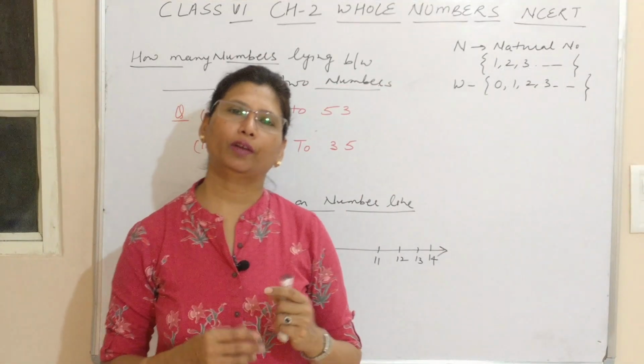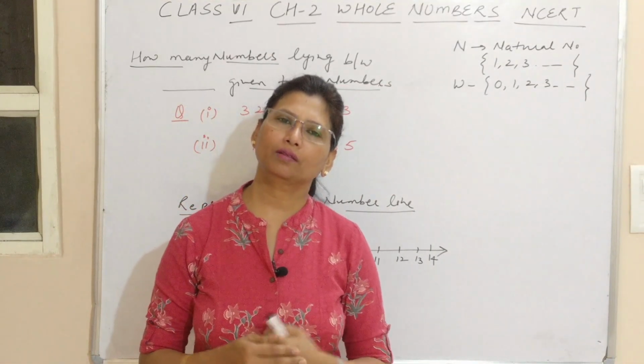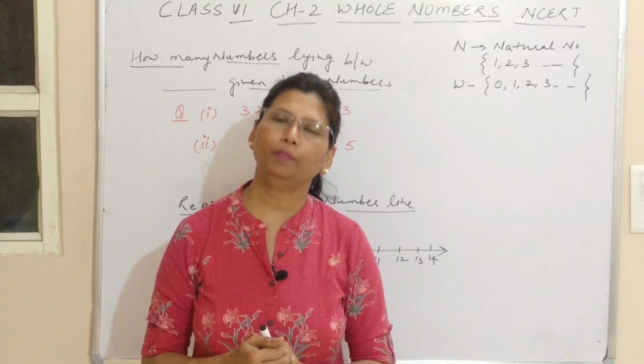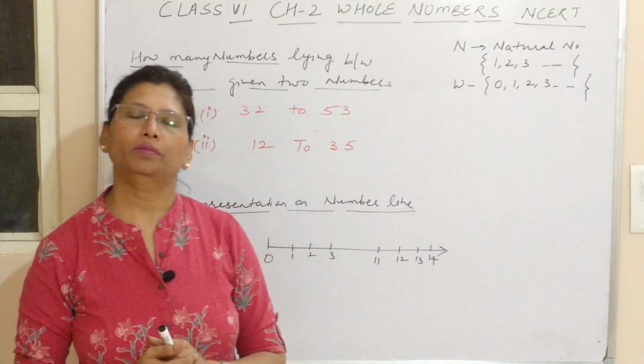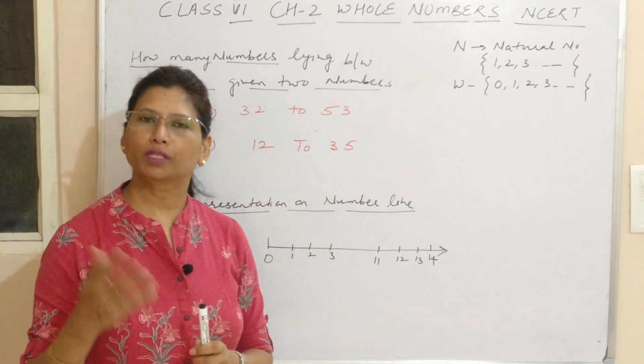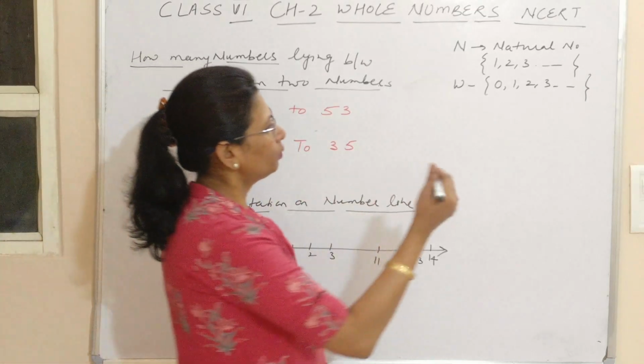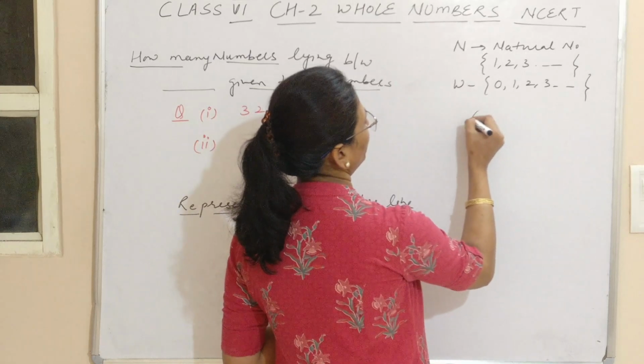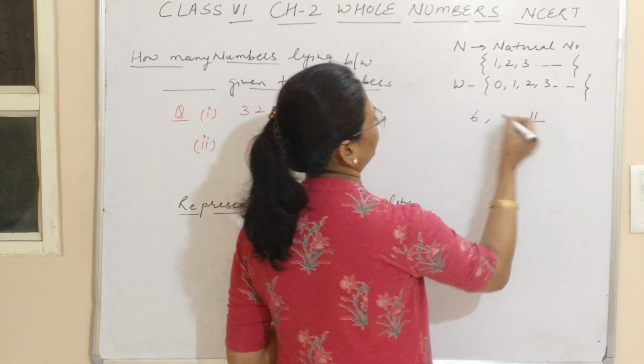So here we'll take questions based on the exercise. I'm taking the similar kind of question, not exactly the same. One of the questions is how many numbers lie between two numbers. So here we have to find out how many numbers lie between these two numbers. For this we'll take an example: how many numbers lie between 6 and 11.